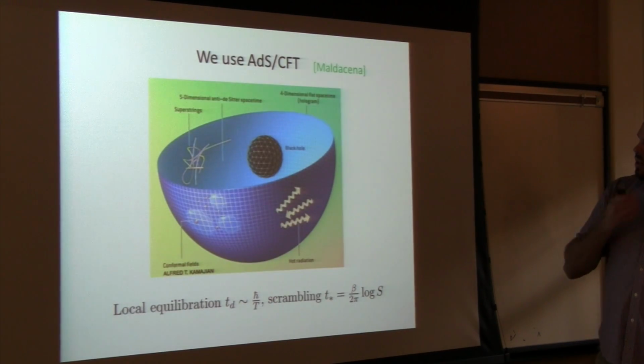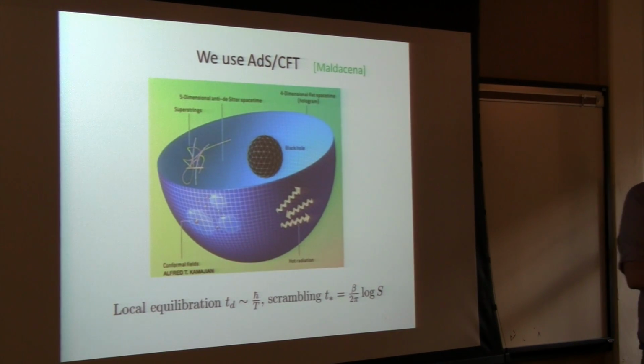And we're going to use ADS-CFT just to have a very concrete setting. So I'm going to take my flat space black hole and put it inside this ADS box. And although the scaling with the size of the black hole is a little bit different, they're still the same local equilibration time, which is 1/T, and the same scrambling time. So in terms of the temperature and the entropy, these times remain essentially the same.